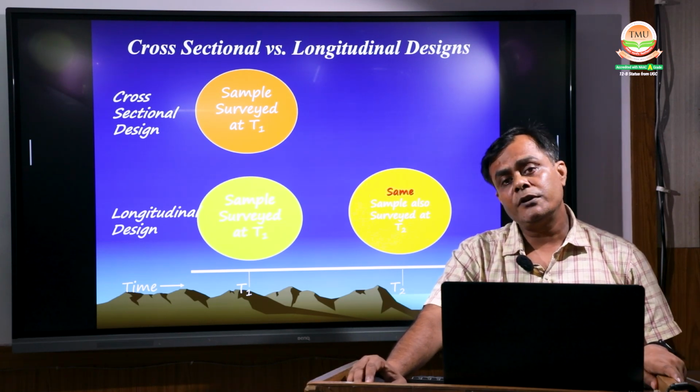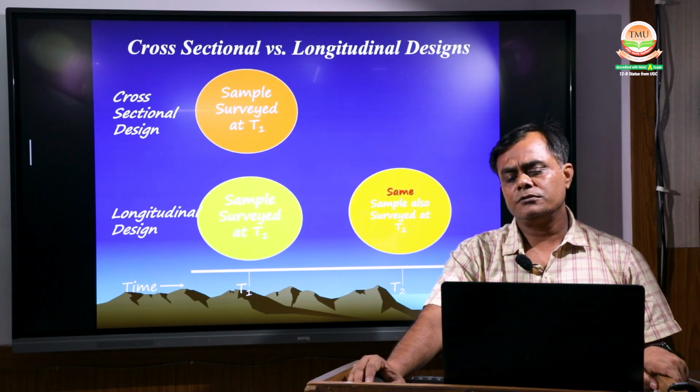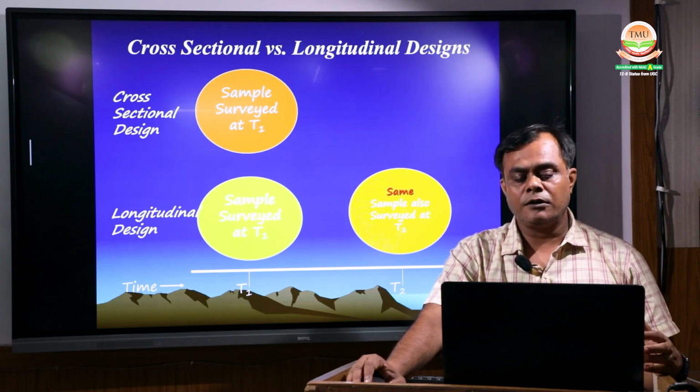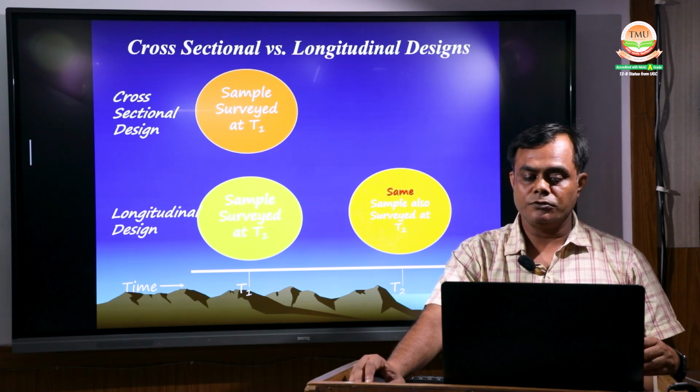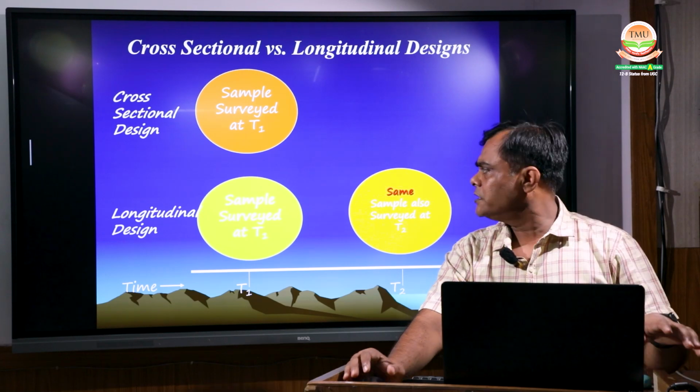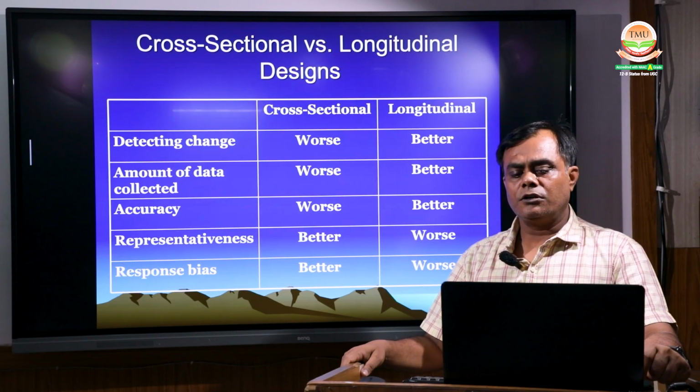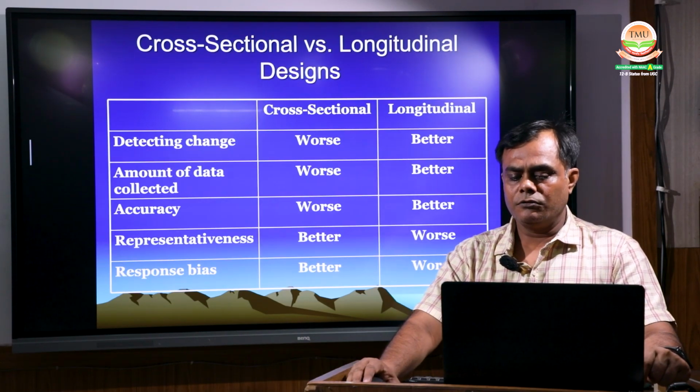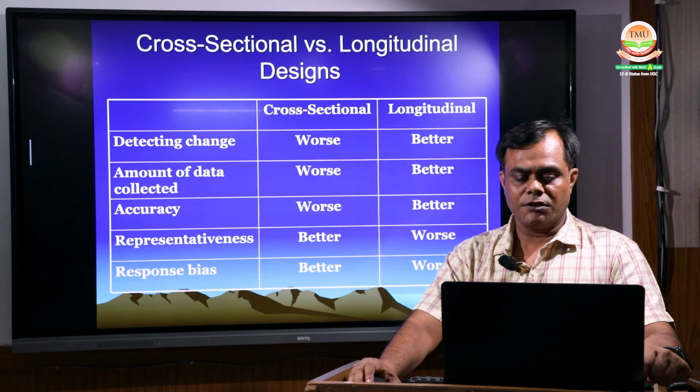Sometimes the behavior pattern of the customer changes. So for this kind of change, we are using the longitudinal study. So here there is the cross-sectional and the longitudinal study, how are they different from each other?